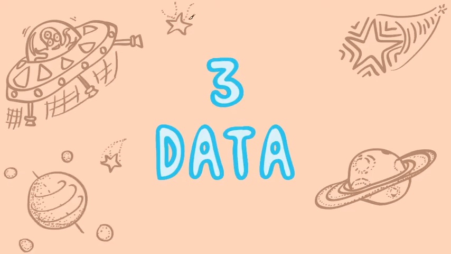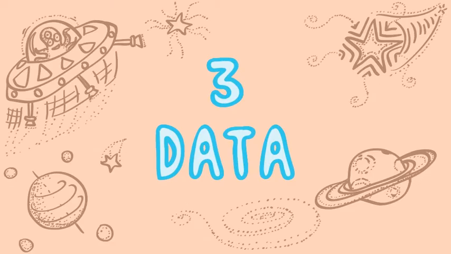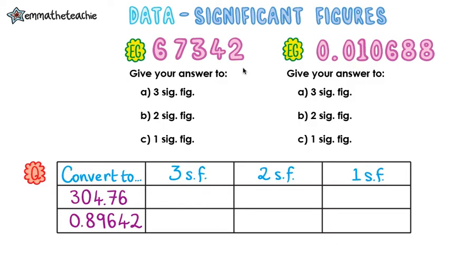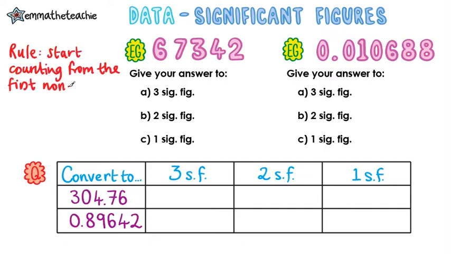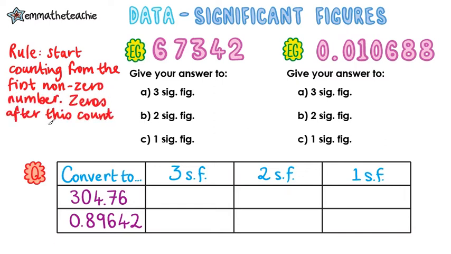Number 3, data. Significant figures are something you could be asked to give your answer to. For example, 3 significant figures, 2 significant figures, or 1 significant figure. Here's the rule. You start counting from the first non-zero number, i.e. 1 to 9. Any zero that comes after that point counts as a significant figure. And remember to round your last number if it's greater than or equal to 5.